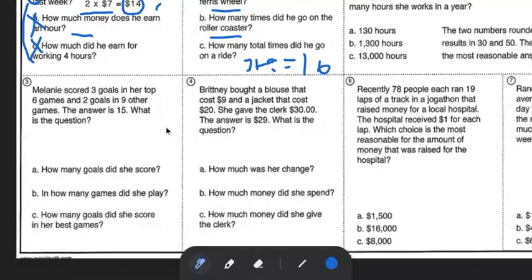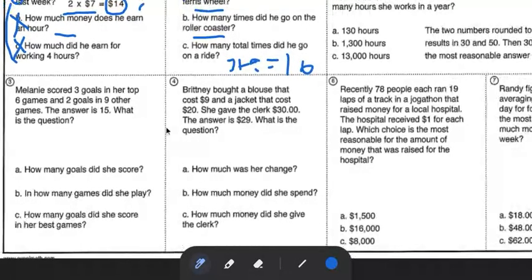Pause the video. I want you to do 3 and 4, and then turn it back on when you're ready for the solutions. All right, so you should have already done 3 and 4. Melanie scored 3 goals on her top 6 games and 2 goals in 9 other games. The answer is 15. What is the question?